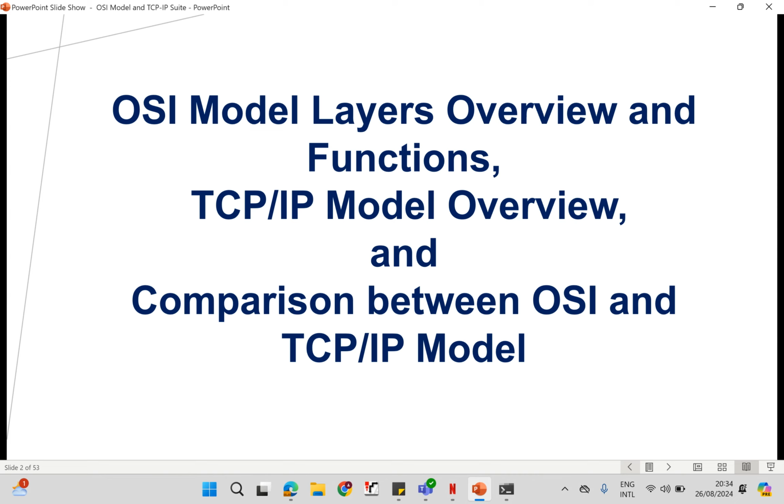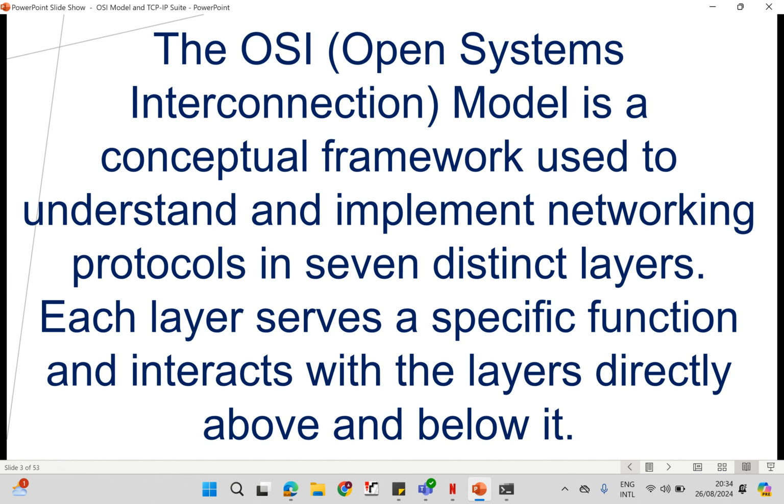So when we are done with this course, we will understand what the OSI model is, what the TCP/IP model is, and what are the comparison or the differences between the OSI model and the TCP/IP model. So let's get into the class today.